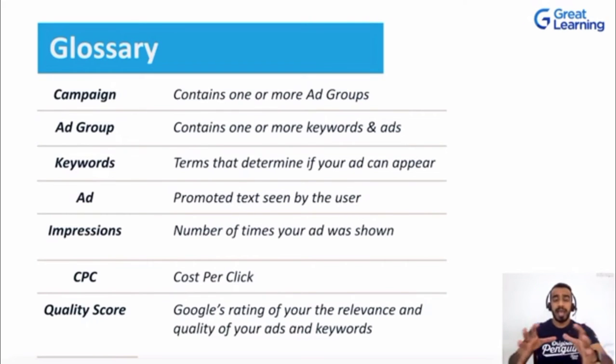Think of campaigns as a whole mall or a clothing store. Within this clothing store, there are subsections, right? There are men's section, women's section, kids section. So the subsections within that campaign would be the ad groups. That would be the men's ad group, women's ad group, or the kids ad group.